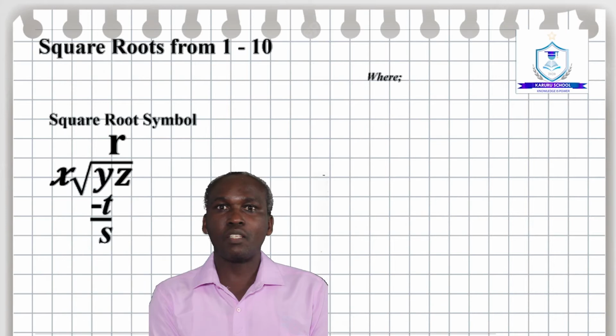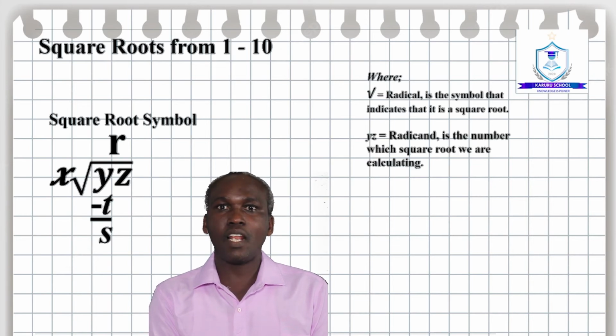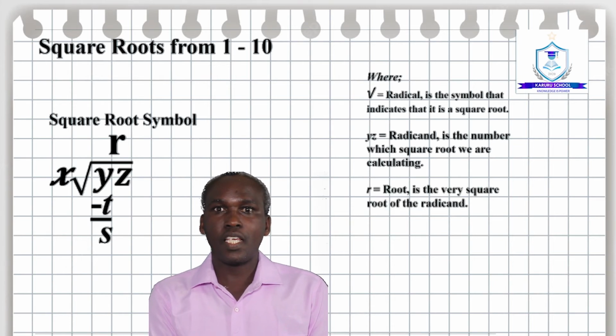Now let's find the square roots of numbers generated by the squares of numbers from 1 to 10. However, before we do that, let's first of all introduce the square root symbol and define the components therein. The radical is a symbol that indicates the square root. The radicand is the number whose square root we are calculating. The root is the square root of the radicand.